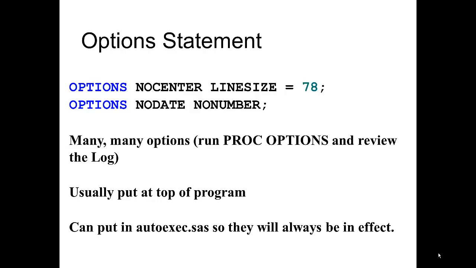The first option statement tells SAS not to center the output and to use a line size of 78 characters. The second option statement tells SAS to not place the date or page number on the top of the output page. If you have options that you would like to always start with, then you can put them in a special file called AutoExec.sas so that they will always be in effect. SAS will automatically run this file when SAS is started, so you don't need to add these options to all of your programs.